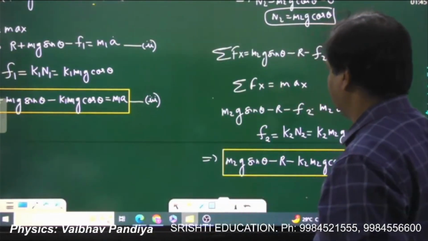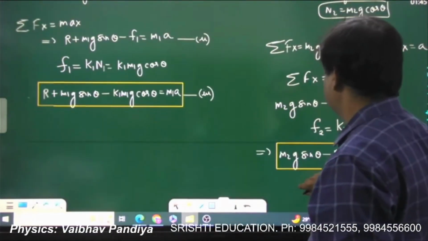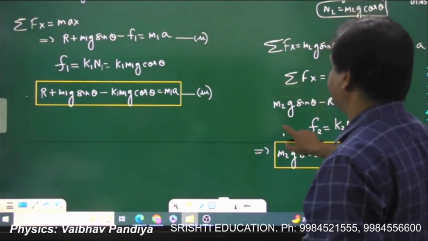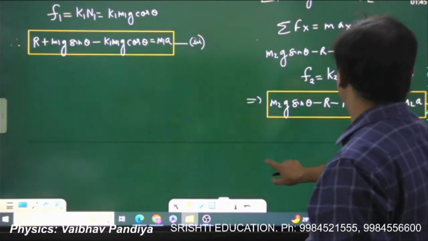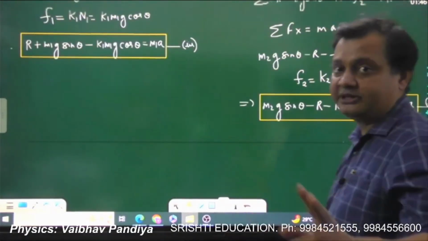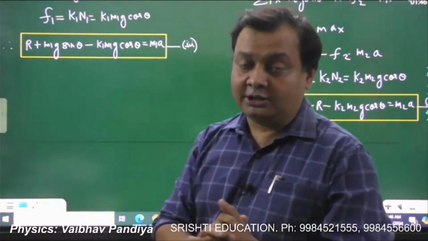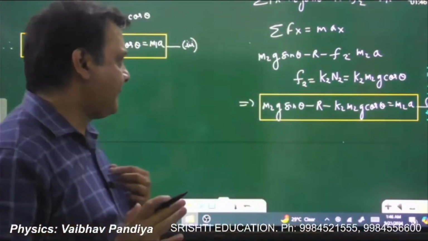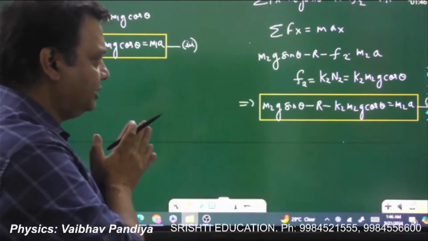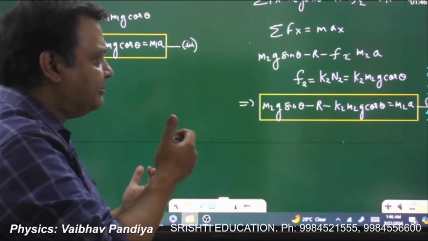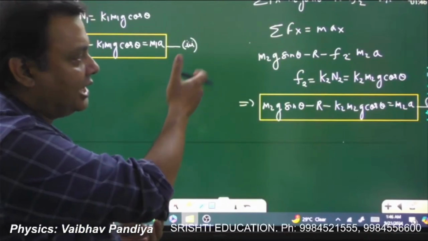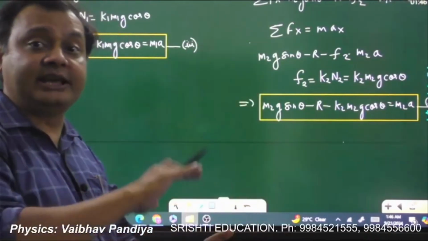Okay. So if you see, from the FBD of the two objects, we got two different equations, equation number 3 and equation number 4. And both the equations involve two parameters, R and A. Now we have some mathematics. The point is what quantity we need to find out and which quantity needs to be eliminated. So you can find both. You can eliminate R and find A, or you can eliminate A, find R.